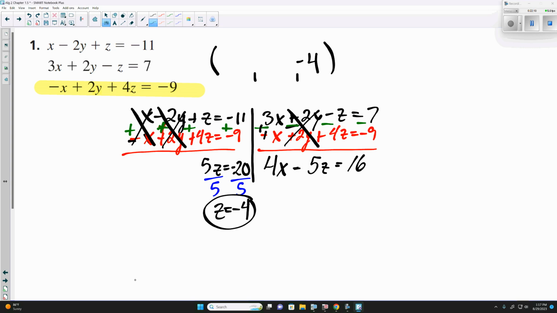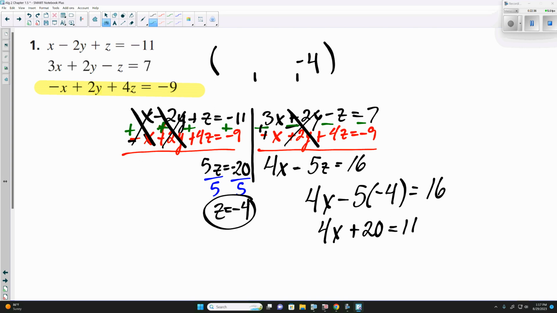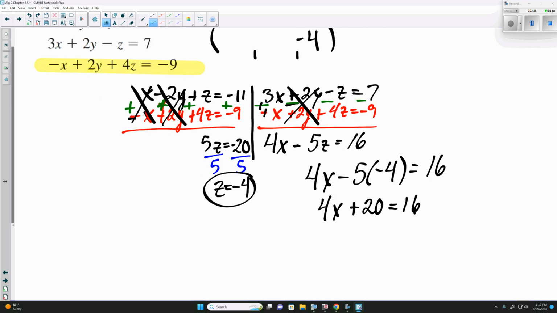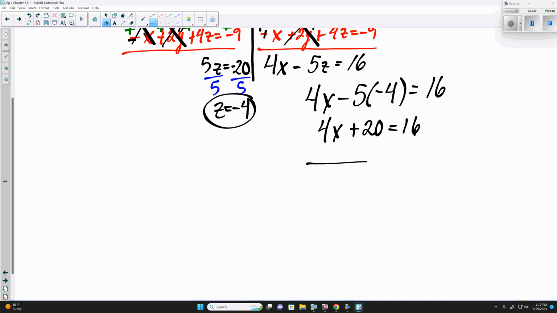Well, doing one elimination gave us z equals negative 4. The other gave me an equation with two variables, yes? Do we know one of those two variables? Z, yes? Now we can just start solving. We'd have 4x plus 20 is equal to 16. What can we do next?